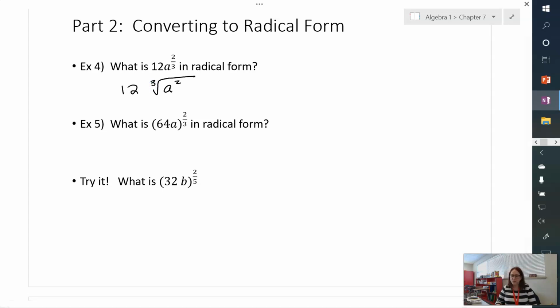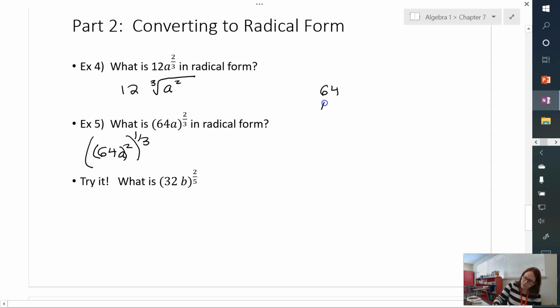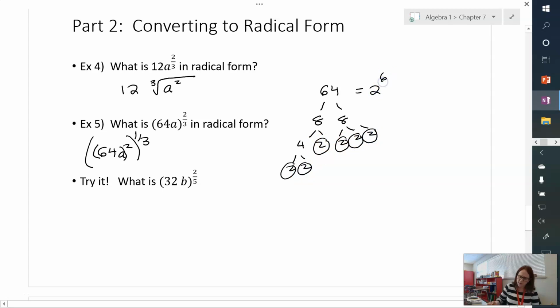Now let's do 64a to the 2/3. Now I can think of that as 64a squared, this whole thing squared, and then I can raise this to the 1/3. That's another way of looking at this. So let's figure out what 64 is. I'm going to do my factor tree, 8 and 8. And then each 8 is a 4 and a 2 and a 2 and a 2, which means that 8 is 2 times 2 times 2. So my 64 is 2 times 2 times 2 times 2 times 2 times 2. I get 2 to the 6th. So I'm going to go ahead, I'm going to put this in here as 2 to the 6th. Raise that to the 1/3. A to the 2. Raise that to the 1/3.